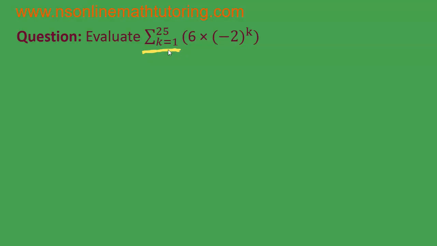The variable is k. k is running from 1 to 25. The starting value of k is 1 and the ending value of k is 25. The expression given is 6 times negative 2 to the power of k. We will substitute different values of k to get the different terms of this series. And how many terms are there? 25 terms. Because k starts with 1, the first term has a k value of 1. Therefore k equal to 25 represents the 25th term.